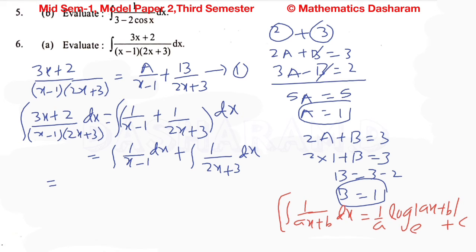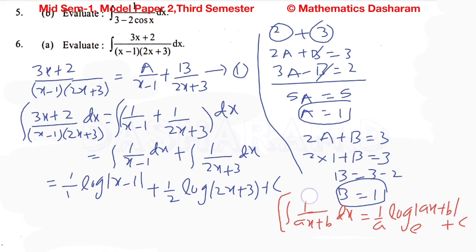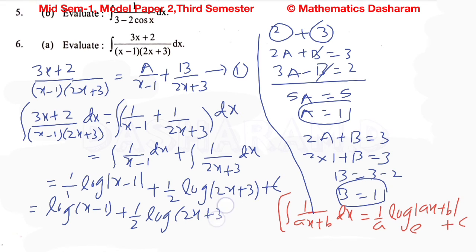So then it is equal to, here how to get the a, actually the derivative of x minus 1. So 1 by derivative of x minus 1 is 1, into log of mod x minus 1, plus the derivative of 2x plus 3 is 2, so 1 by 2 into log of mod 2x plus 3 plus c. So it is equal to log of x minus 1 plus 1 by 2 into log of 2x plus 3 plus c, which is our required answer.